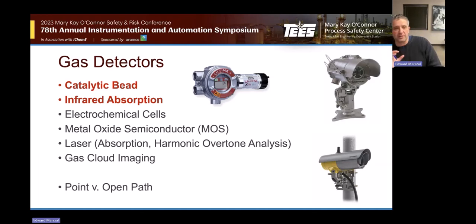So some of the detector types that you would use more primarily for toxic are going to be electrochemical cells, metal oxide semiconductors.